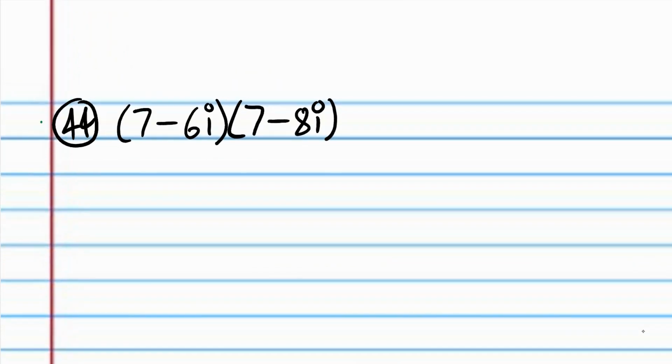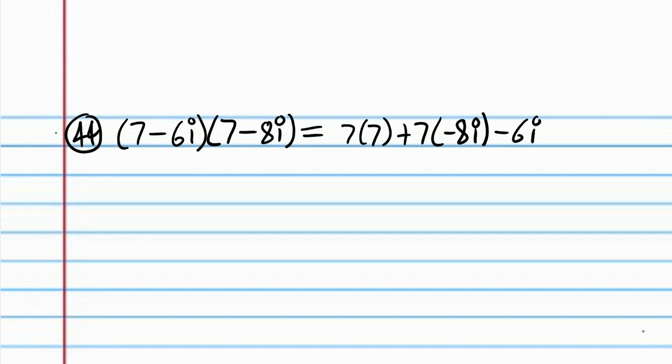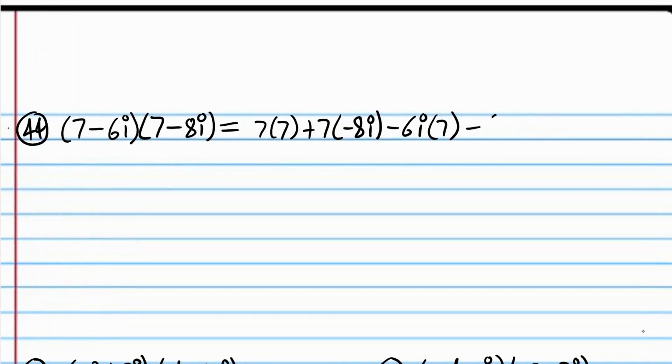All right, we're back. So F of FOIL is 7 times 7. O of FOIL is 7 times negative 8i. I of FOIL is negative 6i times 7. And L of FOIL is negative 6i times negative 8i.